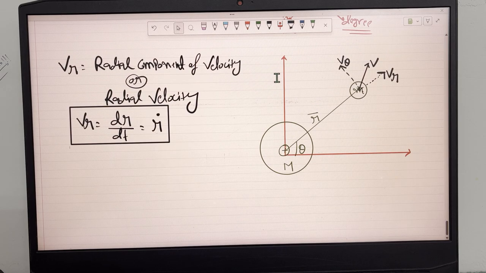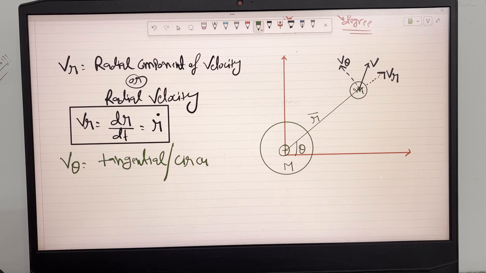Then let me tell you what V theta is. V theta is nothing but your tangential, circumferential, azimuthal and peripheral velocity.